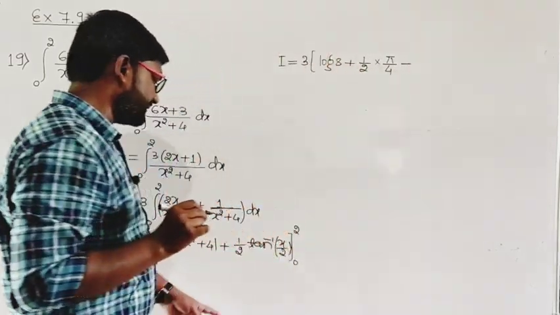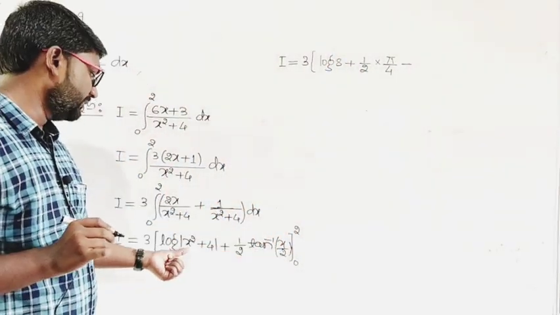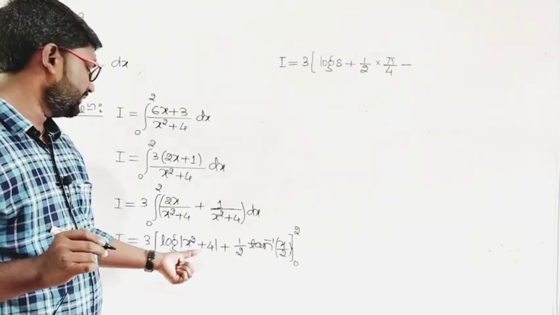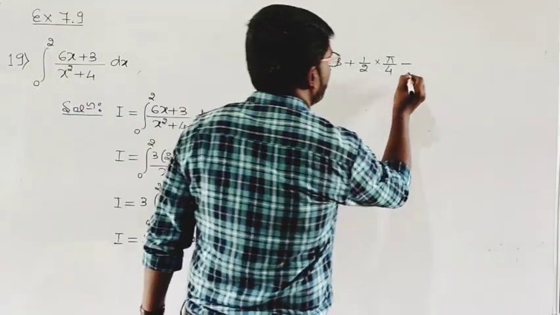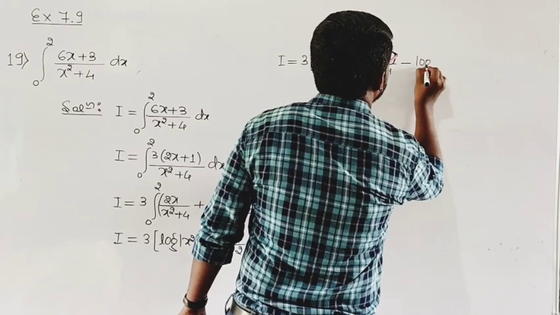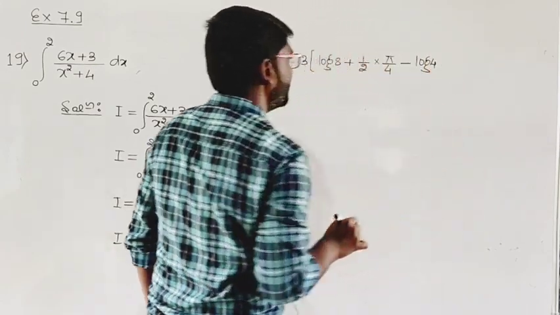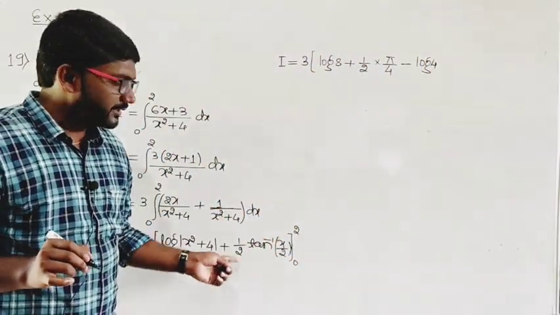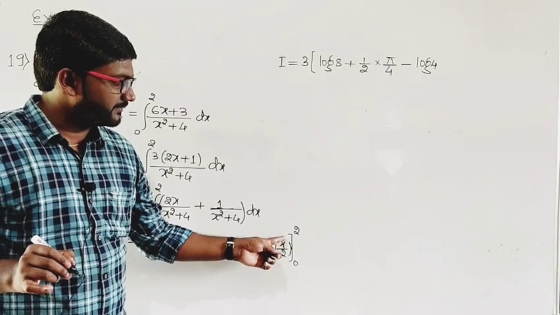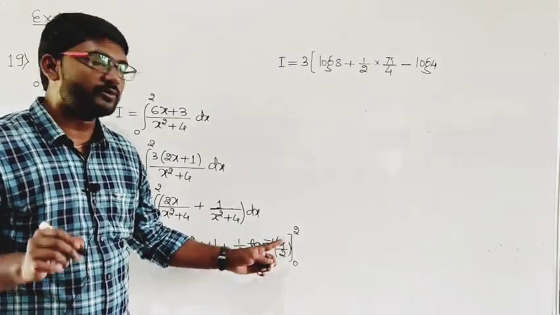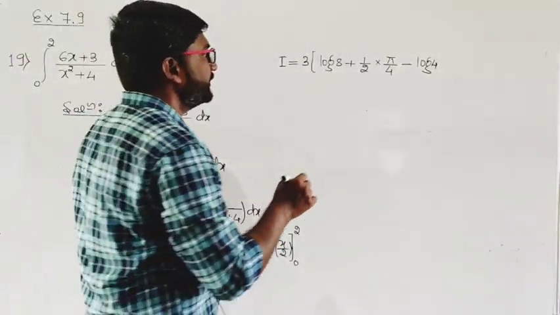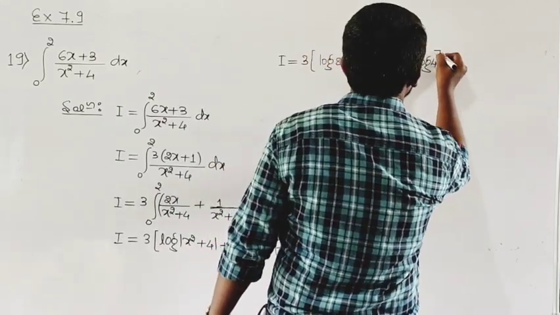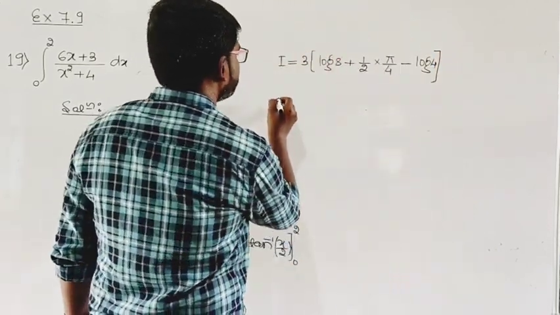Minus, now in place of x I have to write 0. So 0 plus 4 is 4, so we get log 4. And then this term will be 0. See here, in place of x if you write 0, tan inverse of 0 is always 0. That is why I am not writing that particular term.